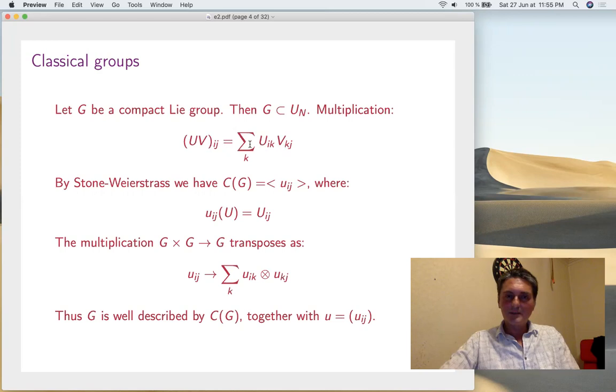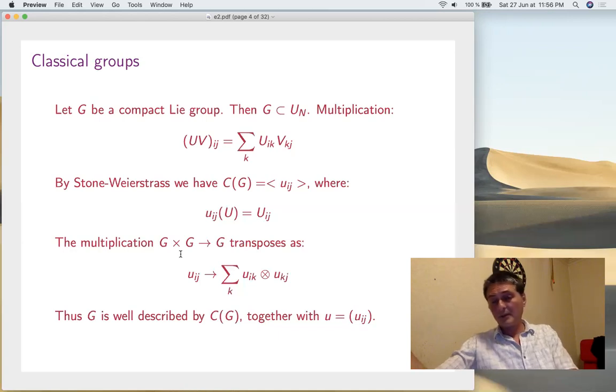Just put the same thing as before, but instead of capital U, capital V, you put these U things, and you put a tensor here in the middle. Okay, that's the magic of tensors. I mean, you have to think a bit about it, but that's it. These tensors are just magic. So you just take the multiplication formula, put the tensor here in the middle, and that's your transpose. I'll be back to this. So very nice. C(G), just the algebra generated by the coordinates, and the multiplication of the group at the dual level is just this very simple formula. So we're done with classical groups.